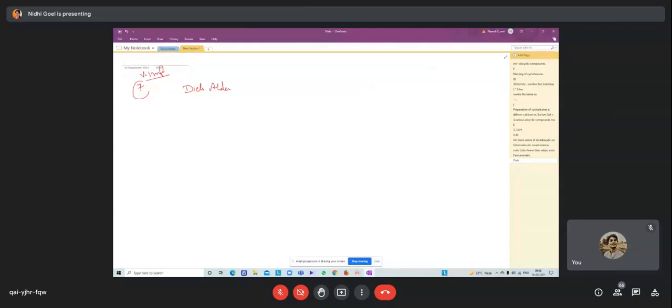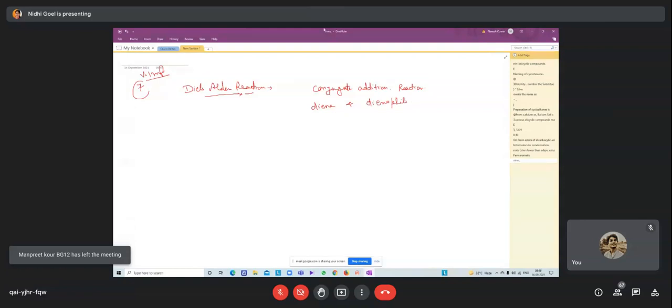Diels-Alder reaction. The Diels-Alder reaction is a conjugated addition reaction. Okay. So diene and dienophile react to produce the cyclohexane. So diene and dienophile. So a cyclic product is formed.